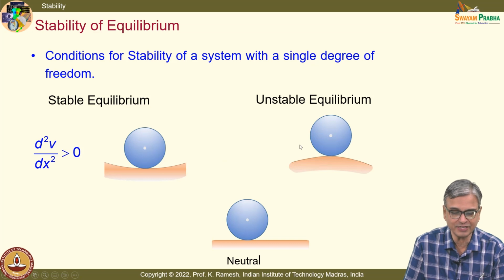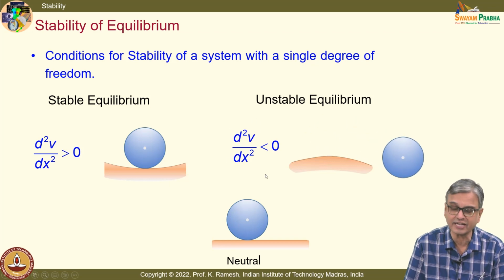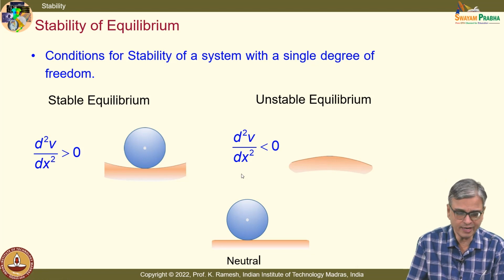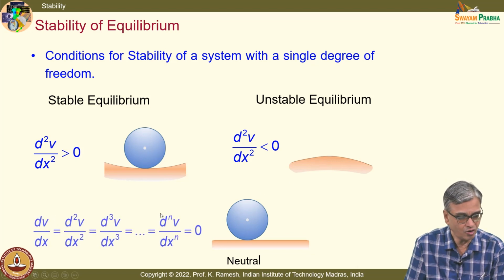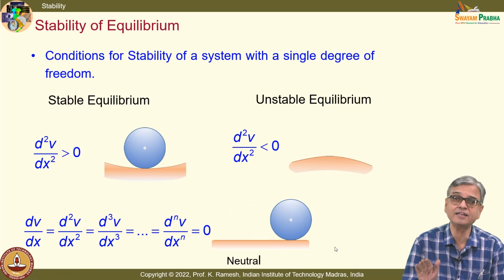And I have a situation like this, when I disturb, it does not come back to its original position. You have investigated the sign of d squared V by dx squared, and then you say it is unstable equilibrium. You also have a situation when all these differentials are 0: dV by dx, d squared V by dx squared, d cubed V by dx cubed, and d^n V by dx^n all go to 0. When you disturb, it goes to another equilibrium position.